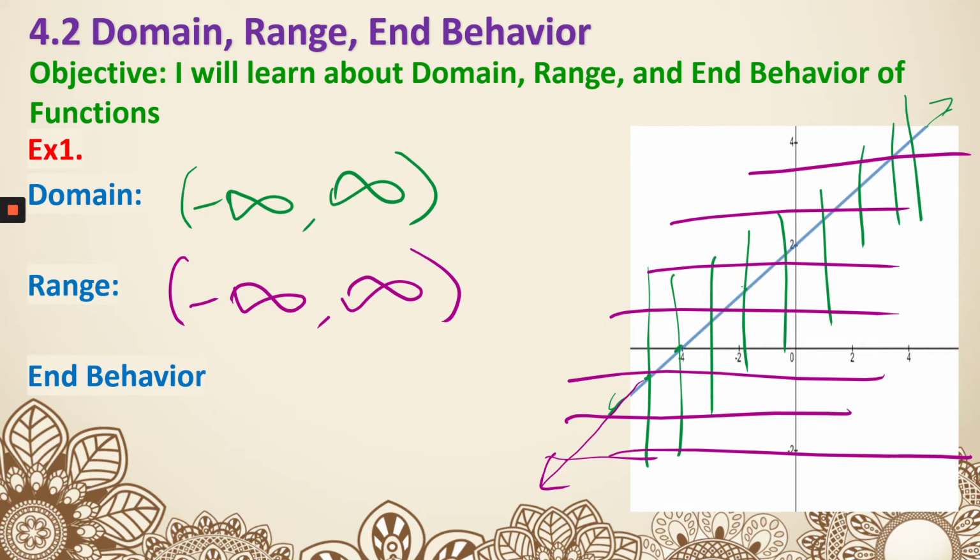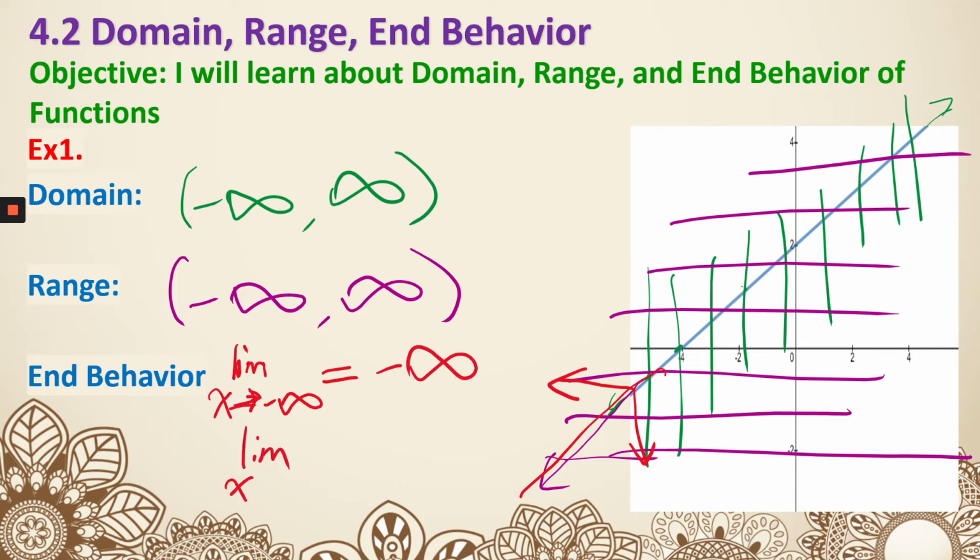Next, end behavior. Let's talk about the left end first. We have a new notation, which is limit. We use LIM to represent limit. Then on the bottom, we will write x arrow negative infinity. That means when x is approaching negative infinity. So when x is going to negative infinity, that means x is going to the left. We're trying to see how the y is behaving. And apparently, since my graph keeps on going down, my y is going down as well. So that is going to negative infinity.